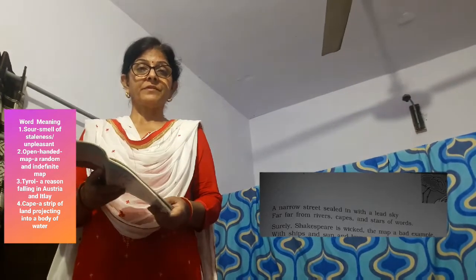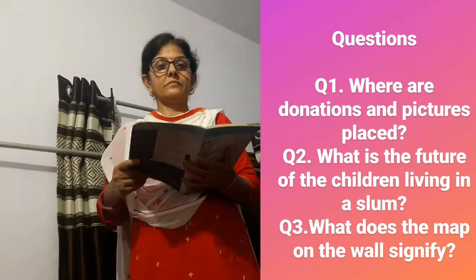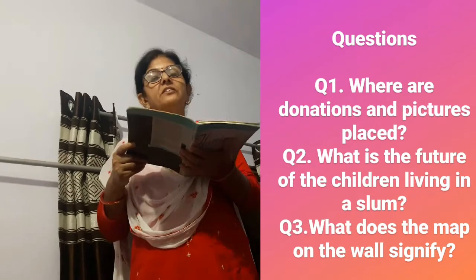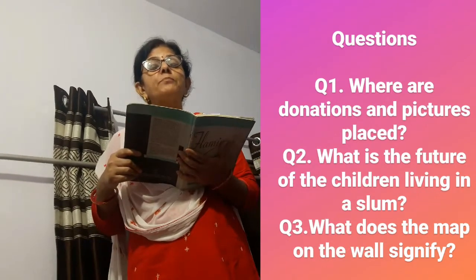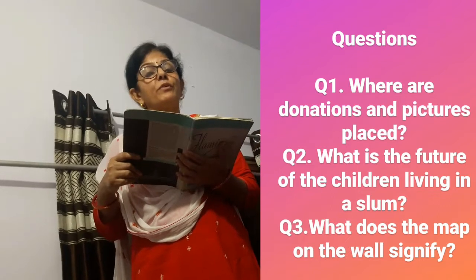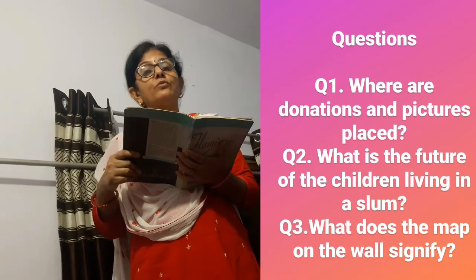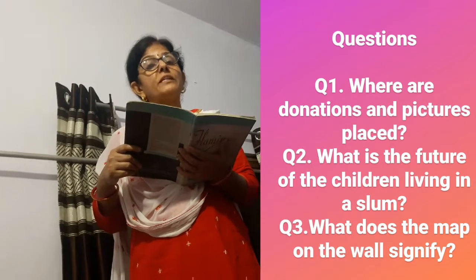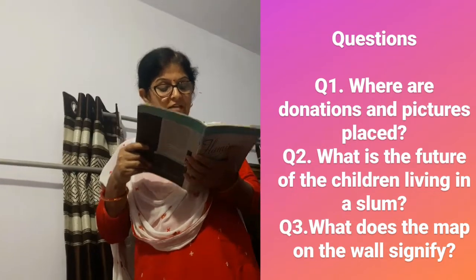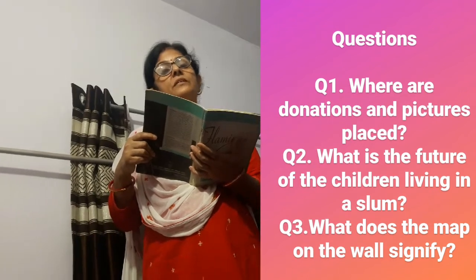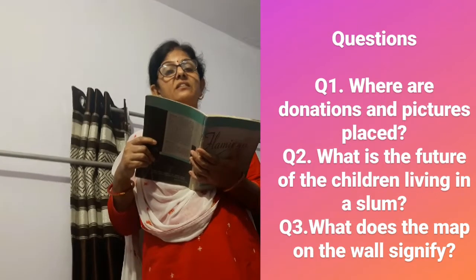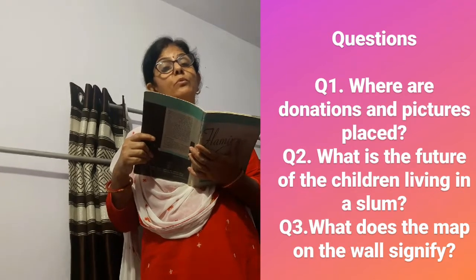Now some questions. So the first question is, where are donations and pictures placed? So the donations and pictures are placed on the sour cream walls, means on the dirty walls which had not been painted for so many years. Then question number 2. What is the future of the children living in a slum? The future of the children living in a slum is dark, uncertain. They don't know what they have to do, where they have to go.